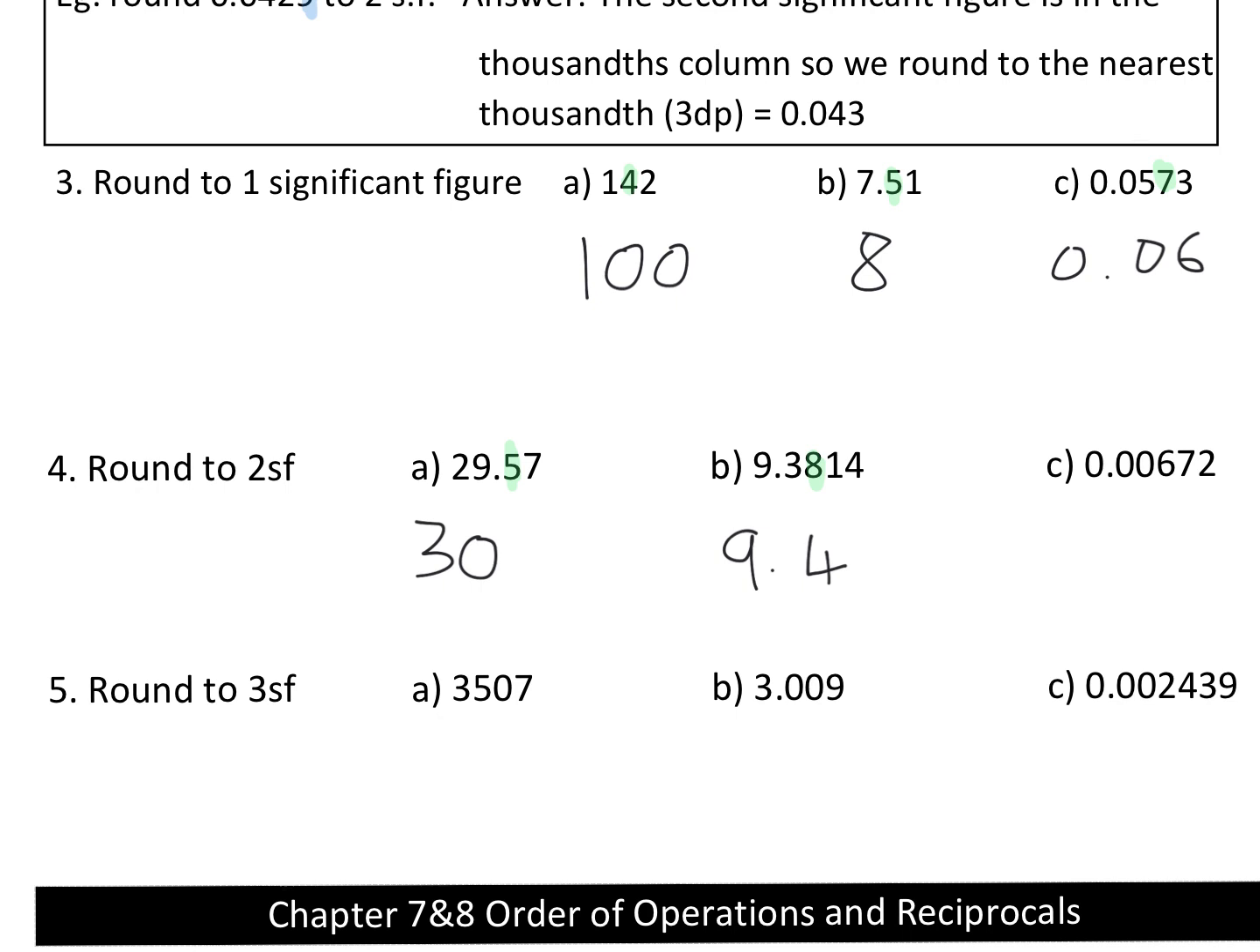Part C, 0.00672. The second significant figure is the 7, so it's the number after that, the 2, which tells us to round down, so that stays as 0.0067.